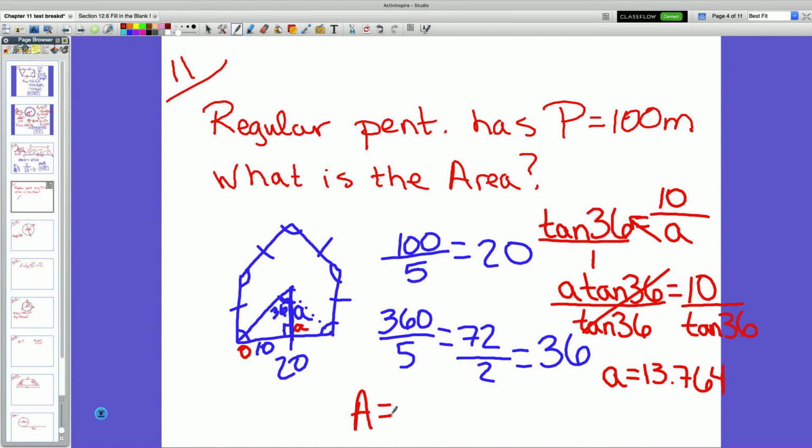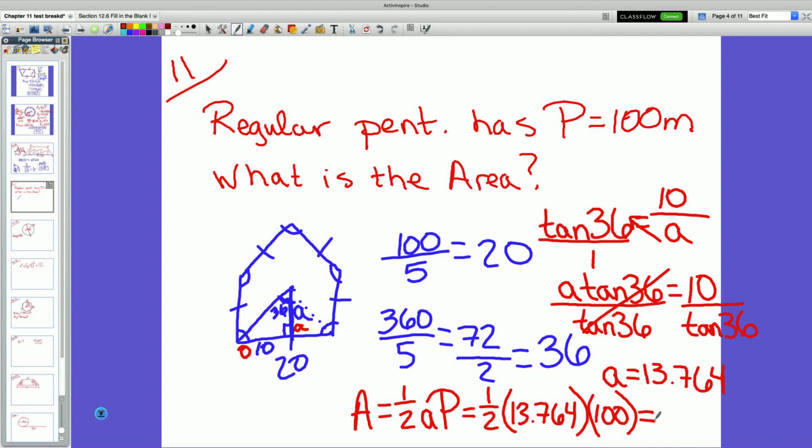So now my area is equal to 1/2 my apothem times my perimeter, which would be 1/2 times this 13.764 number that should still be in your calculator, times my perimeter, which it told me was 100. So now you should still have that 13 number in your calculator. Just take it times 100 divided by 2 equals. And rounding to the nearest tenth, I get 688.2, and my unit should be meters squared.